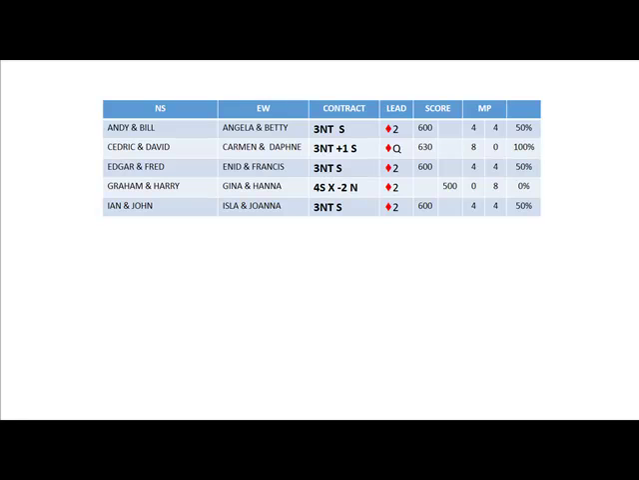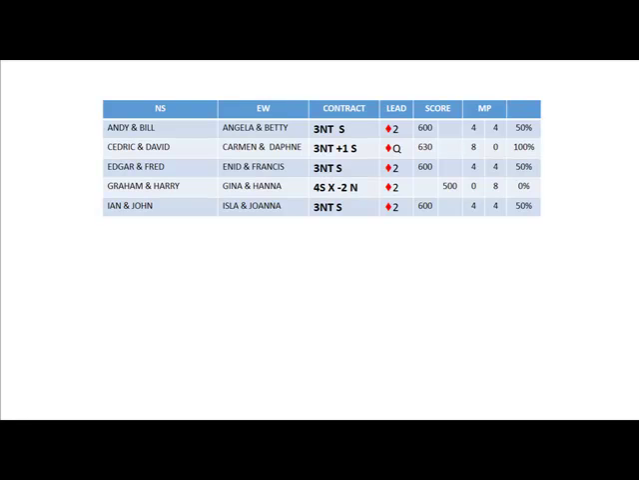So what do we learn from this? Well, Cedric and David just sneaked an extra 1 trick. In terms of the bridge score, that was just a mere 30 points. But look what's happened in match points. They score 8, whereas above them, Andy and Bill, who also scored 600, they got their contract, but they only get 4 match points. Cedric and David get twice as many. That's an incredible difference just for that 1 extra trick. So these extra tricks are really important.